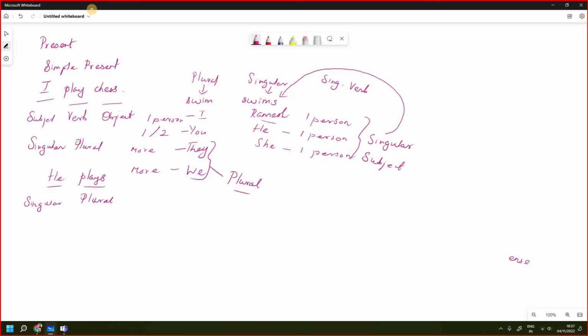For they and we, it's always a plural verb. If it's a plural subject, plural verb. But always remember that with I and you, whether it is singular or plural, whatever the context is, you should always use a plural verb. Wherever you see I and you used in a sentence, the verb should always be plural. You cannot use a singular verb for these two words. This is a rule.